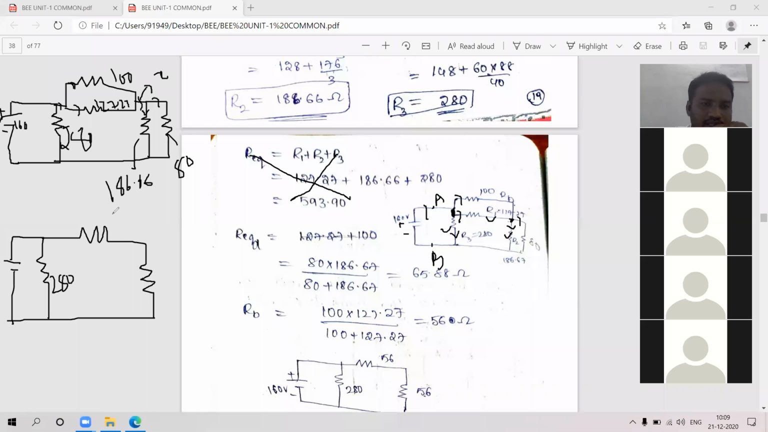This is the new resistor, that is RB. 100 into 127.27 by 100 plus 127.27, you are going to get 56 ohms. Similarly, this 80 and 186 is there, no? This is RA.